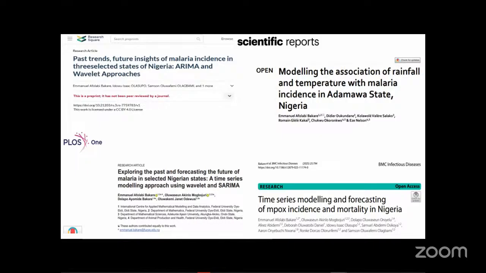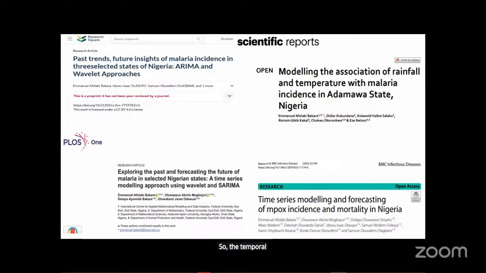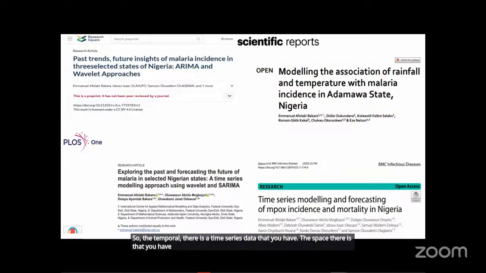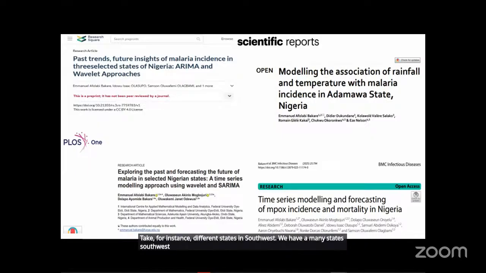As in terms of time series data for different locations, like geographical locations. That's what it's talking about. So it's talking about space and then time series data. The temporal there is the time series data that you have. The space there is that you have time series data that maybe covers states in the Southwest. Take for instance, different states in the Southwest. How many states do we have in the Southwest? Six states, right?